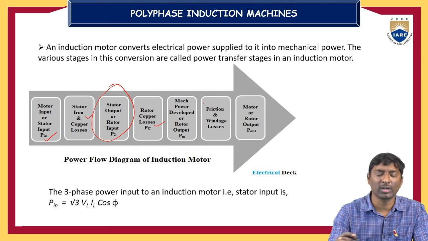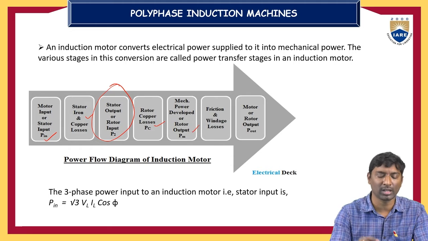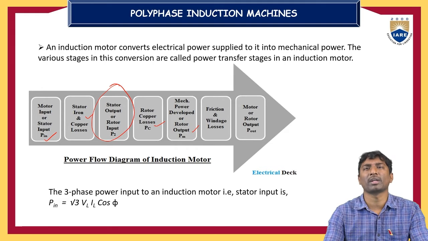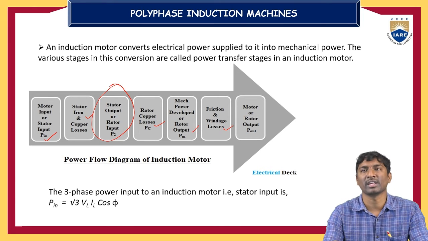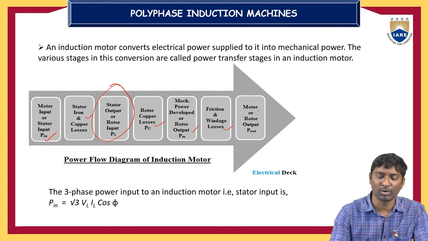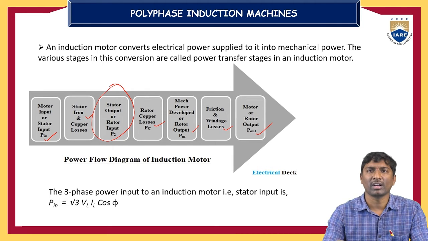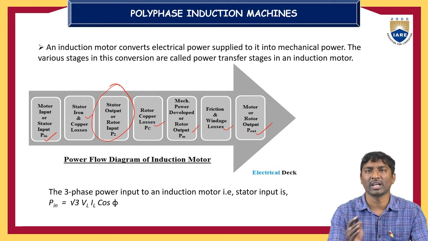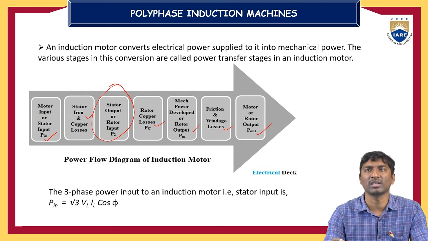And the mechanical power developed in the rotor, or rotor output power, that is the mechanical output power, I get in the rotor output, that is PM. At that mechanical power developed in the rotor, I get the friction and windage losses. Finally I get the motor or rotor output, that is P output. So these are the power stages in the conversion of electrical power to mechanical power, from the input power to the output power, in the case of the induction motor.